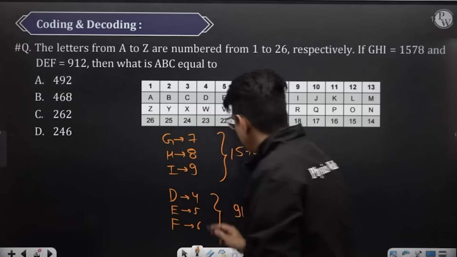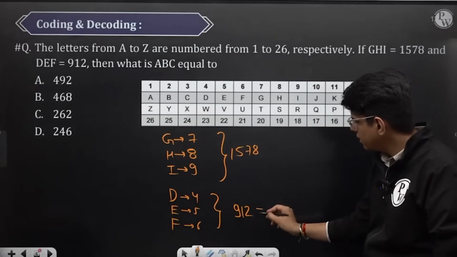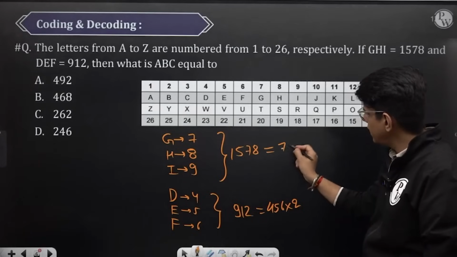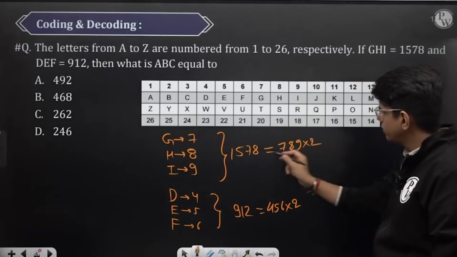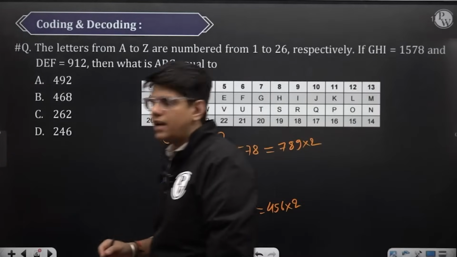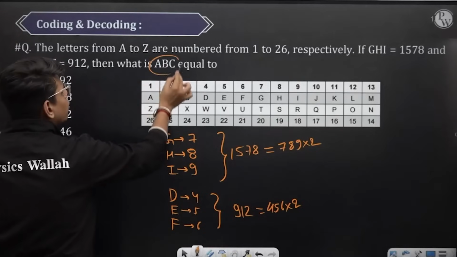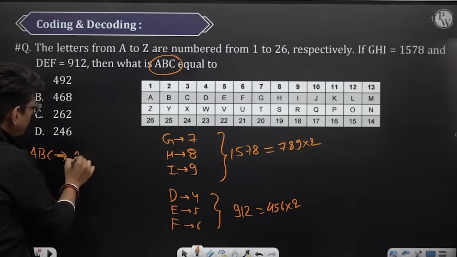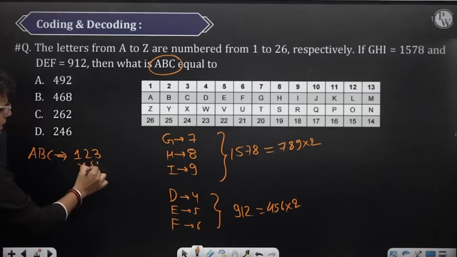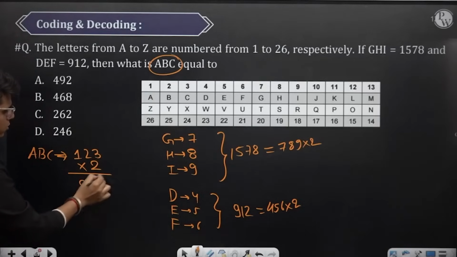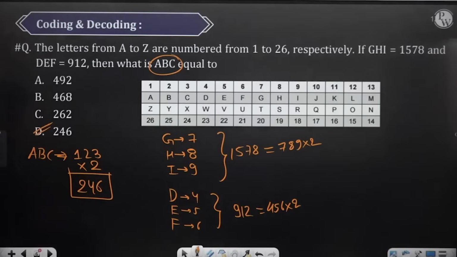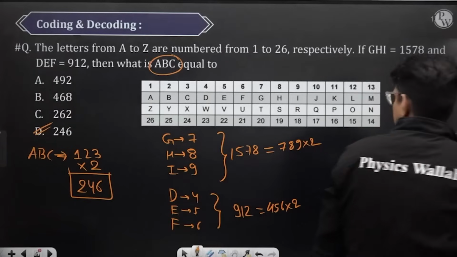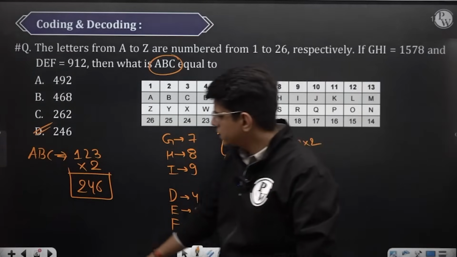Now, if you see 456, 912, there is a relation. 456 into 2 is 912. Similarly, this number is 789 into 2, which will give you 1578. So, similarly, if we want to find the code for ABC, what is ABC? ABC's positional value is 1, 2, 3. So if you multiply this by 2, you will get 246. So the answer should be 246. Okay? Right? Okay?